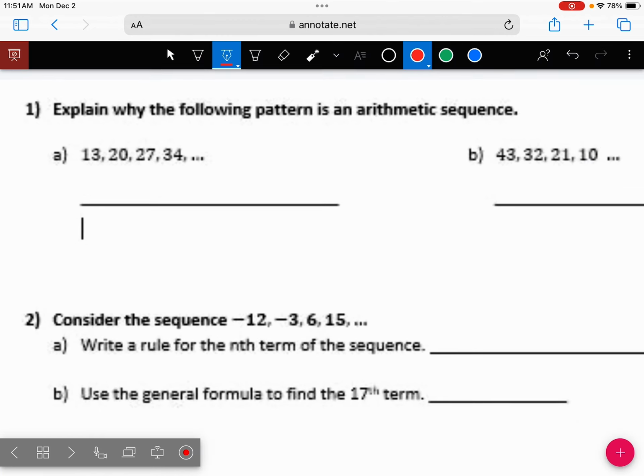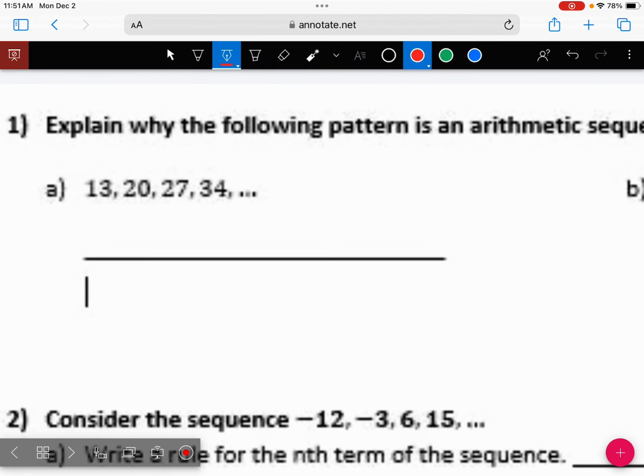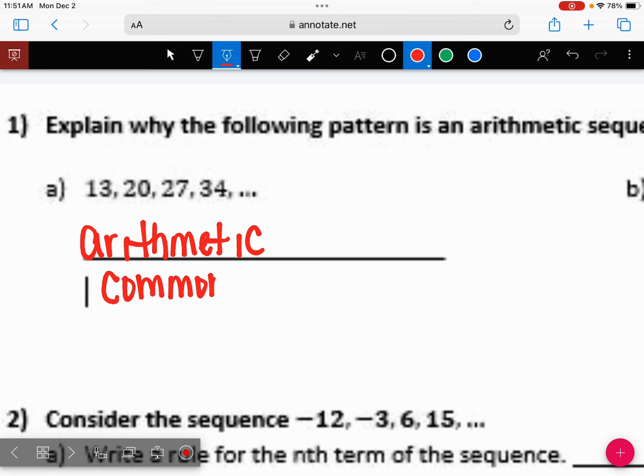All right, so let's look at these two sequences. We have 13, 20, 27, 34. Do you think this is arithmetic? Yes. What number am I adding? 7. So this is arithmetic, and the common difference is 7.